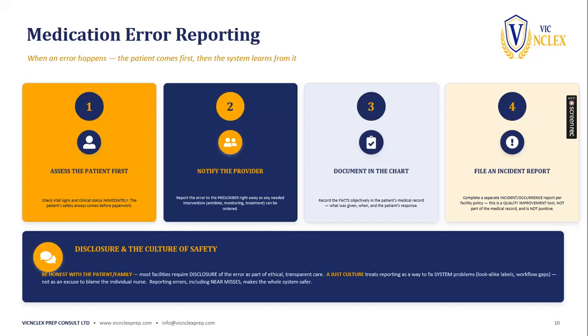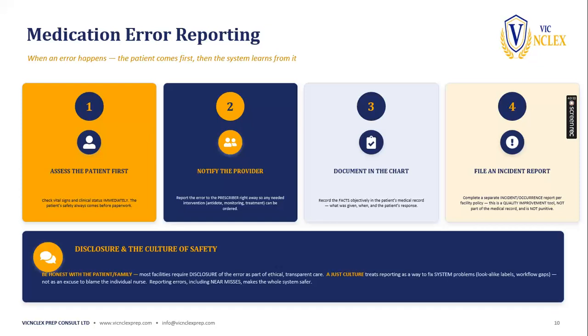Then by the time you've gotten the order, that is when you can now chart. You record objectively everything that has happened: the medication error, what was given, when it happened, and what response the client had to the medication. Then at the end, you will now file an incident report.